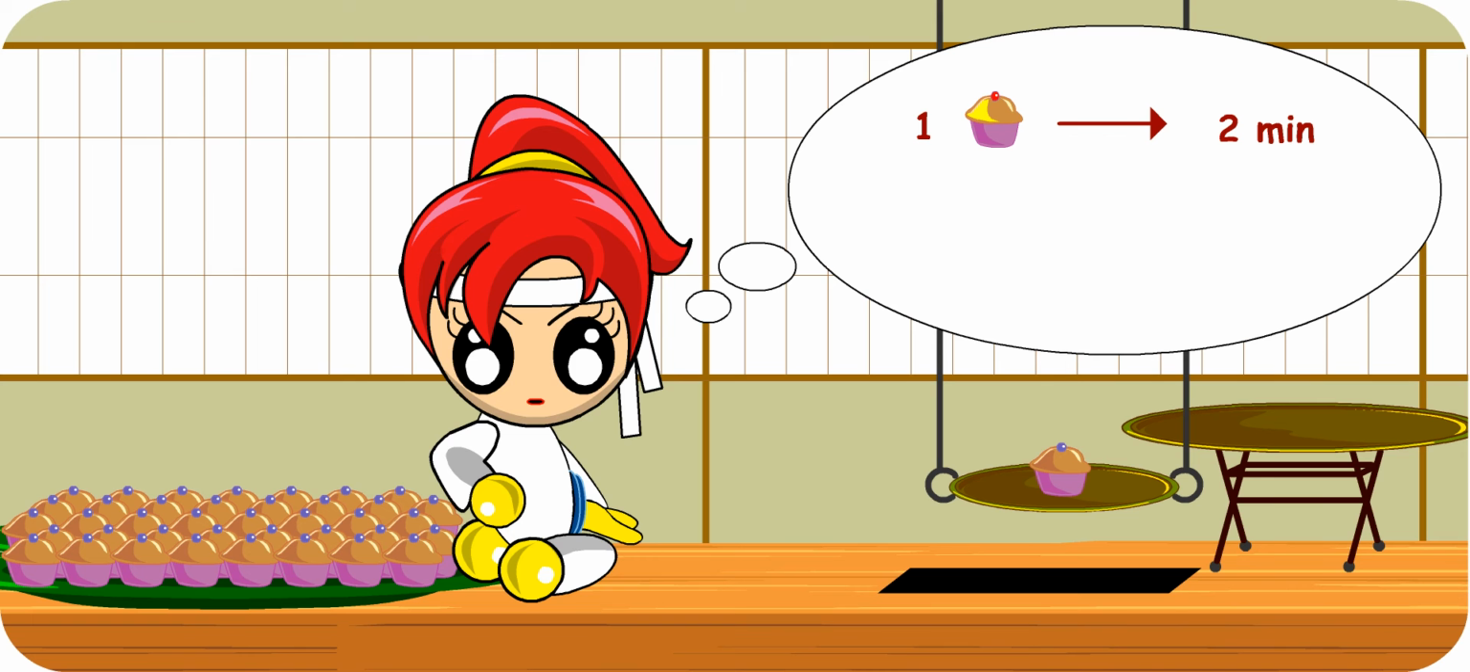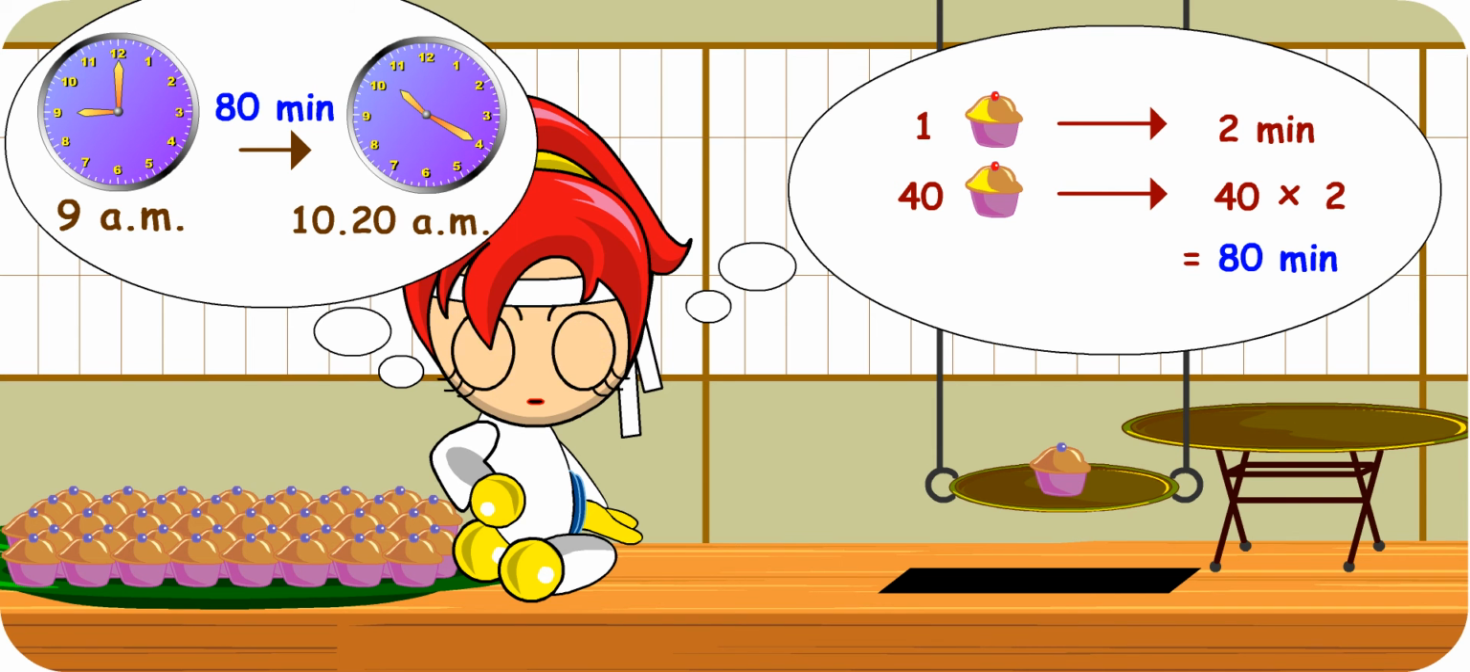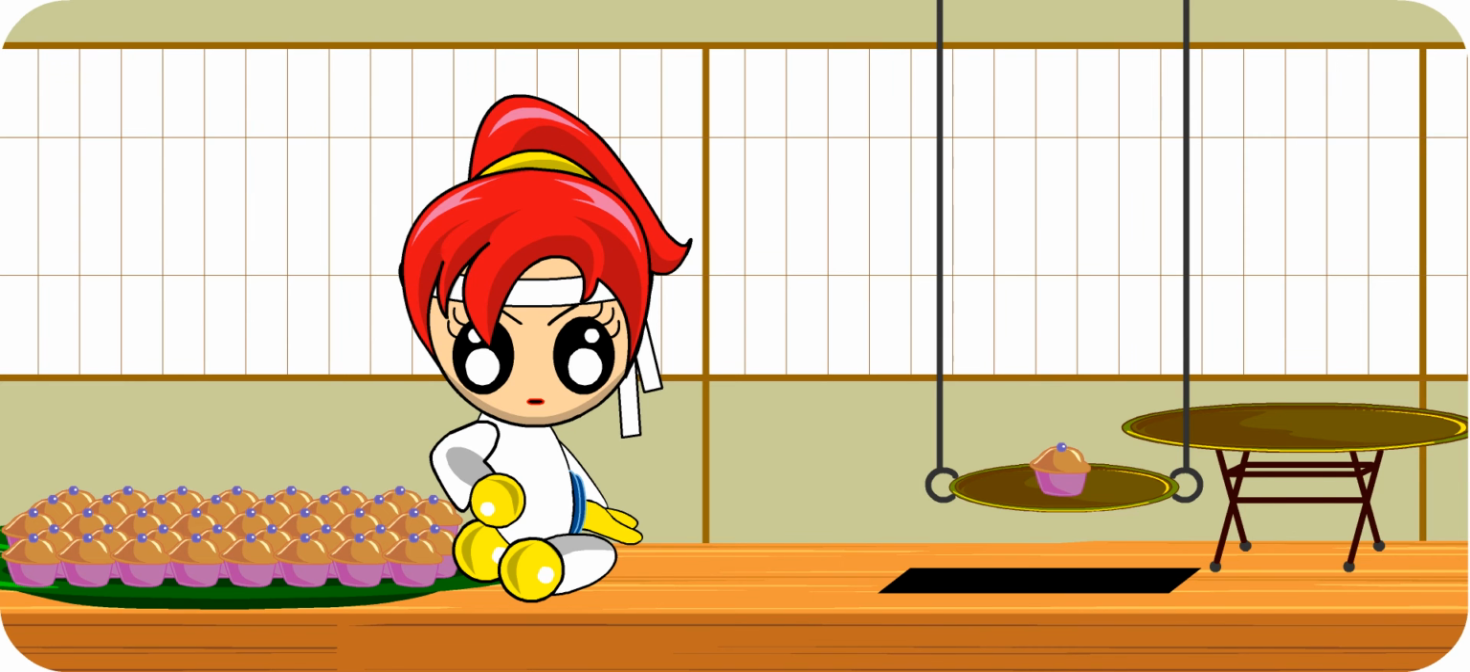Since one cupcake takes 2 minutes to bake, 40 cupcakes will take 40 times 2, which is 80 minutes to bake. 80 minutes after 9 a.m. is 10:20 a.m. That is how I managed to calculate the time when you will finish baking 40 cupcakes. I see. Geez, rate is indeed very useful. Very true. There are many other ways which we make use of rates in our daily lives.